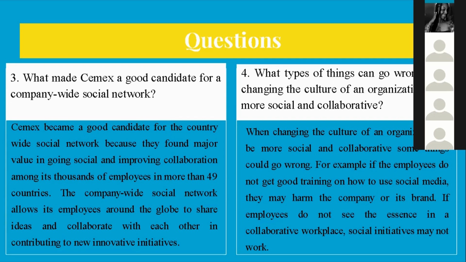Number 4, what types of things can go wrong when changing the culture of an organization to be more social and collaborative? Well, when changing the culture of an organization to be more social and collaborative, some things could go wrong. For example, if employees do not get good training on how to use social media, they could harm the company or its brand. Also, if employees do not see the essence and importance in a collaborative workplace, social initiatives may not work.